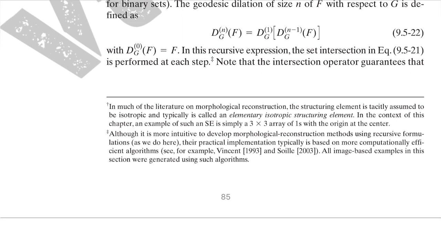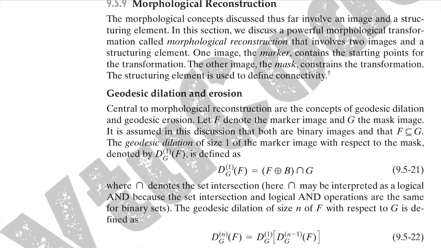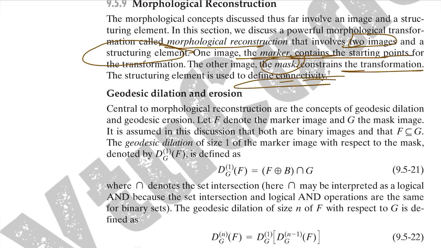So geodesic dilation in the sense like first what you are doing is again you are applying dilation, making use of a mask. Okay, so that involves mainly two images. One is the structuring element and one image is the marker image, which mainly contains all the starting points where you want to do the transformation. The other is the mask which mainly constrains the transformation. Structuring element is used to define the connectivity.